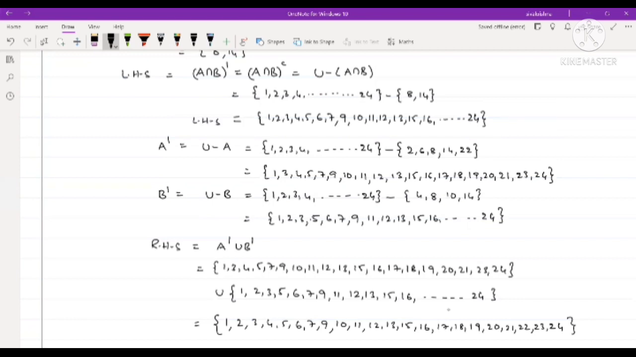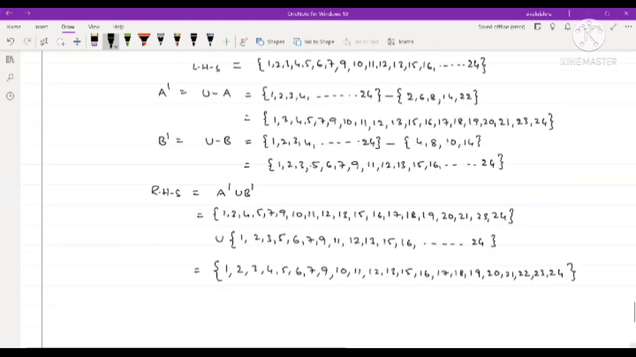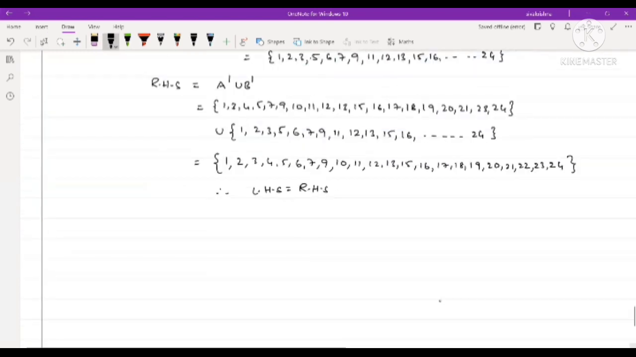Okay. If we observe LHS and RHS, then both the sets are same. Therefore, I am writing that LHS is equal to RHS. It means (A intersection B)' is equal to A' union B'. This is the first bit. Okay. So coming to the second bit.